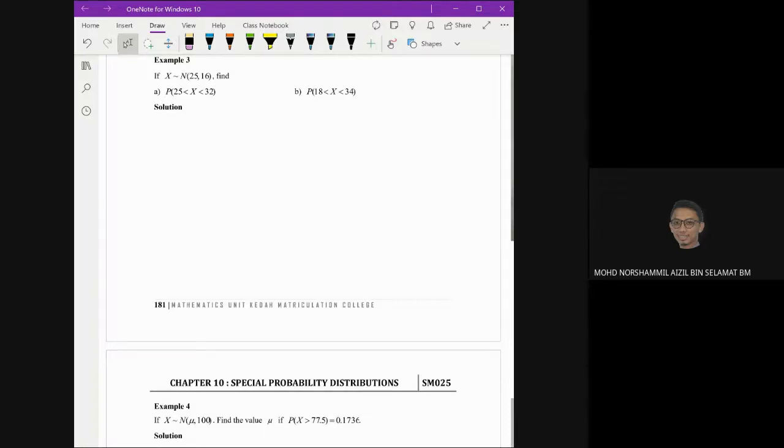When we are dealing with this situation, in this case mu is 25 and sigma square is 16. Until now we have been dealing with the standard case. Mu is 25, so how do we get the probability? You have to understand that we have two types of bell shape. The first bell shape is this one.